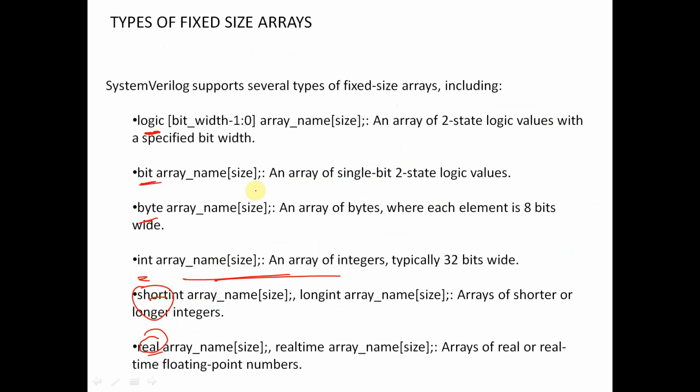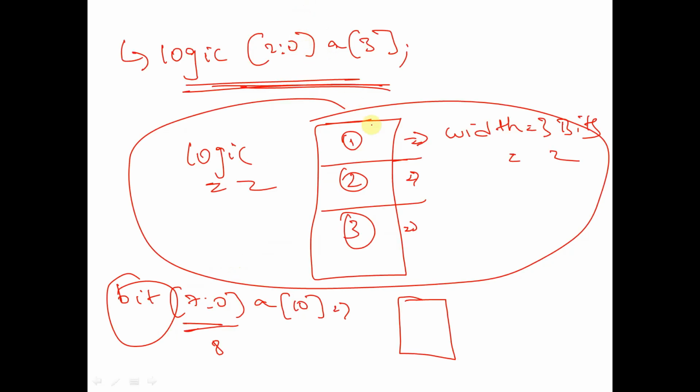So is this clear, right, about fixed size arrays? Can we move forward? Hello?